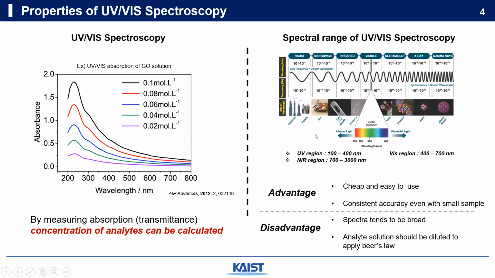So what is the reason we use UV vision spectroscopy? UV vision spectroscopy is usually used to measure the concentration of analytes. As shown in the UV vision spectra, using a difference in absorbance of solutions, we can figure out the difference in concentration of each solution. There are several advantages of UV vision spectroscopy: it is cheap and easy to use, and has consistent accuracy despite the small size of the sample.